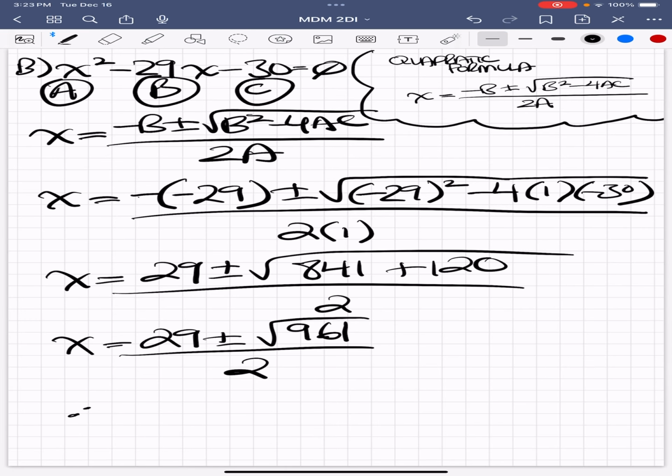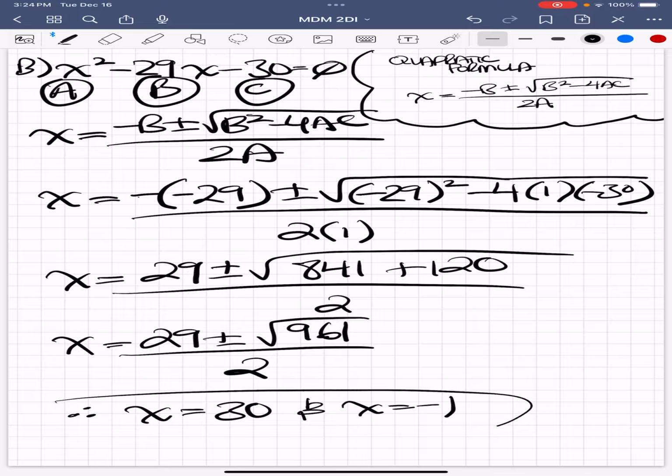And then we have our therefore statement. We input this into our calculator. So we have x equals 30 and x equals -1.